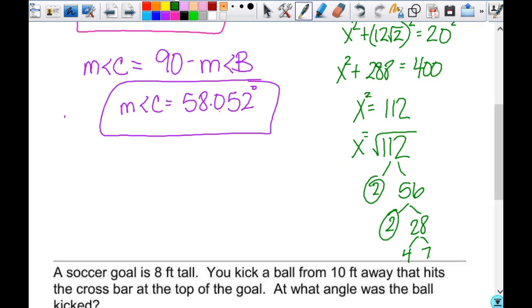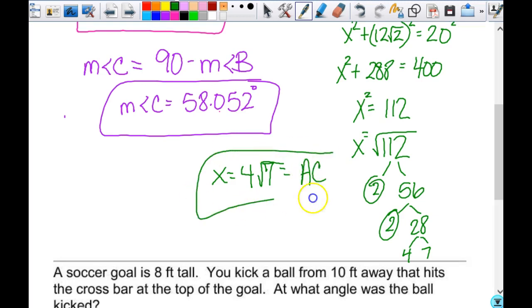Okay. So if I can get down to that point right there, then what's my answer for x? Four square root of 7. And that is the length of AC. Is that what it's called? Normal AC. Okay. There you go. All right. Any questions at this point?